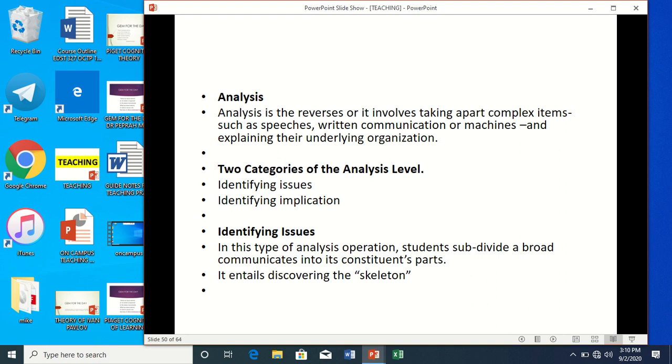Identifying issues in this type of analysis operation, the student should be able to subdivide a broad communication into constituent parts. That is where we are saying breaking apart. So it entails the discovering of a skeleton. If you use an orange or a pear, whatever, it demands that the child is cutting the thing into pieces to get the skeleton. That is analysis.